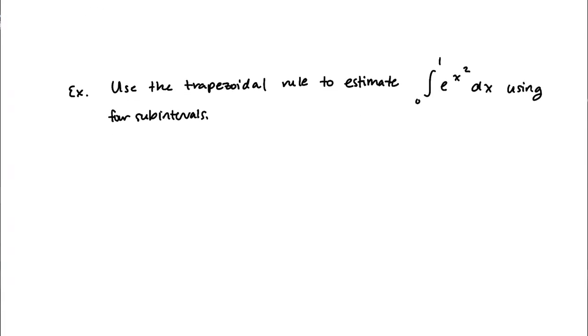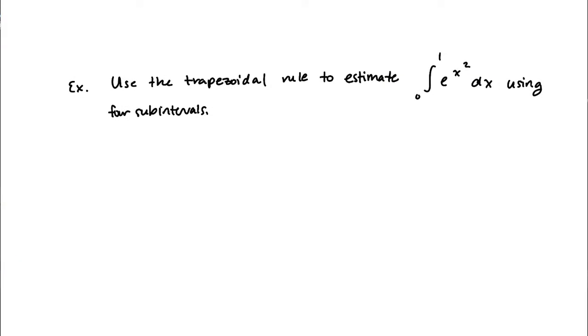Okay, so let's do it. We're going to estimate this with 4 subintervals. So let's break 0 to 1 up. Okay, we've got 0, 1, the 4 subintervals, a quarter, a half, 3/4, and this time we don't need the midpoints because we don't need that for our formula.